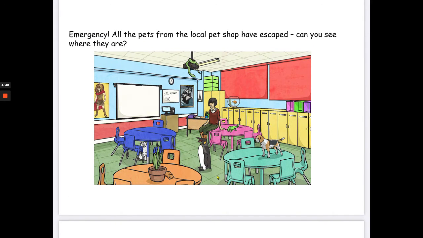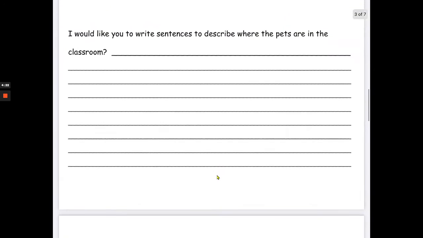It says emergency. All the pets from the local pet shop have escaped. Can you see where they are? Well, I can see a dog on the table, I can see a lizard, I can see a penguin, I can see the animals, alright? What I want you to do is to write some sentences that describe where the pets are in this classroom. When you've done that, and maybe you've written 4 or 5 sentences, all I want you to do is just pause there, and then we'll go on to the next slide.